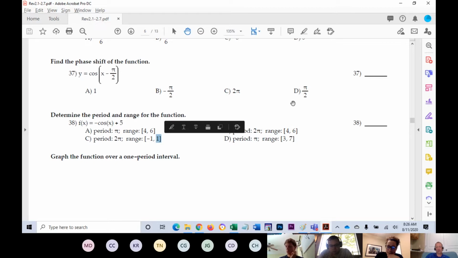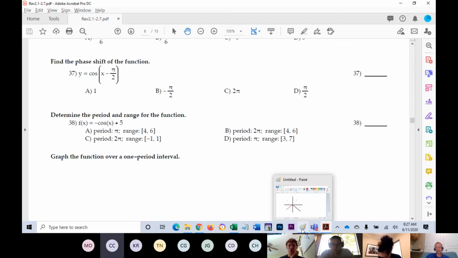And 1 plus 5 is 6. Gotcha. So that's why it's that answer there. Perfect. How does the cosine change when it's negative? Good question. Who knows the answer to that?